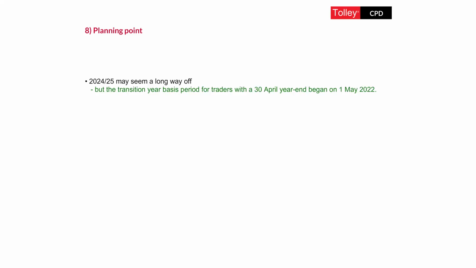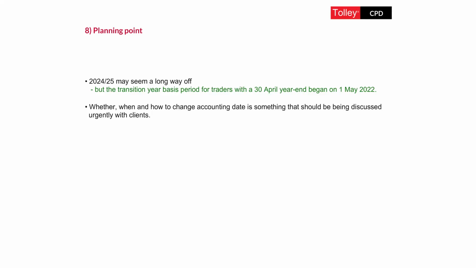And I'll just leave you with a planning point from this lecture, and it's really, 24-25 still seems quite a long way off. It doesn't start until almost 2 years off. But in fact, if you're dealing with a business that's got an April year end, the basis period for the transition year has already started. It began on the 1st of May 2022. So these issues about whether, when and how you might change your accounting date really need to be being discussed with clients now.